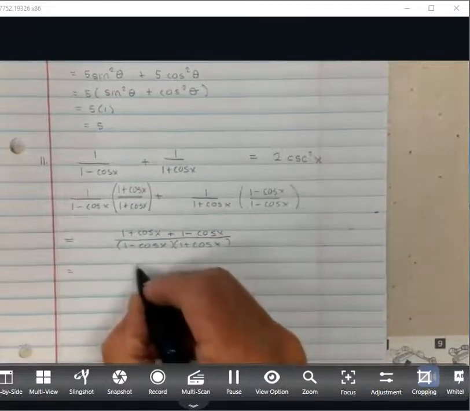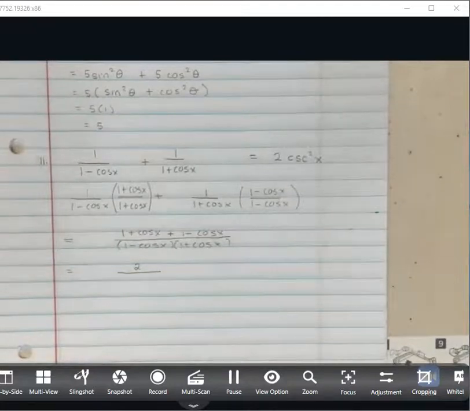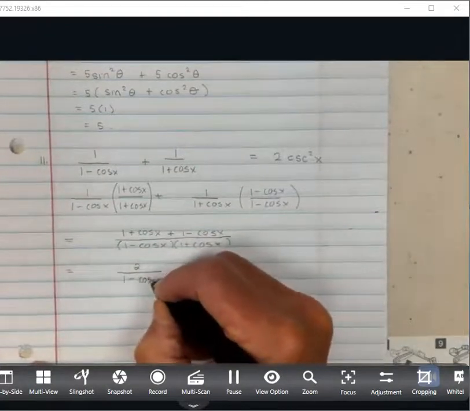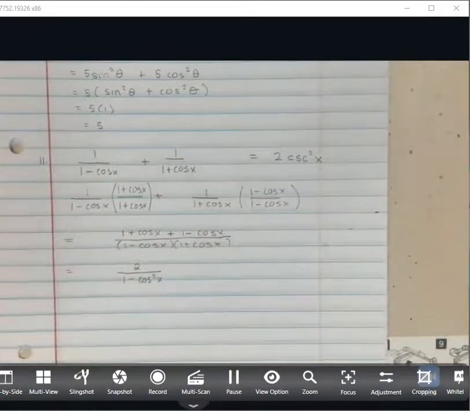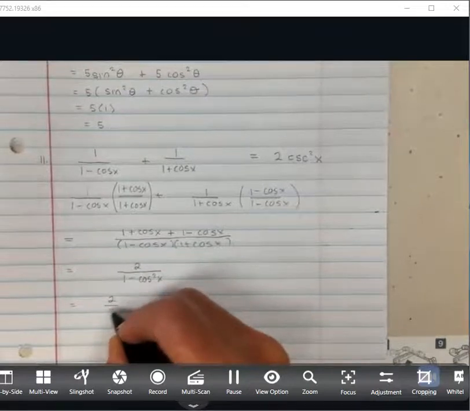Now I think it's time to multiply out the bottom. I have a 1 minus cosine times a 1 plus cosine. And when you FOIL that out, what will you end up with? Only 1 minus cosine squared. The inside terms are going to add each other out. So this becomes a 1 minus cosine squared when we multiply them together. Quick, what is 1 minus cosine squared? Hoorah. So I have 2 over sine squared.